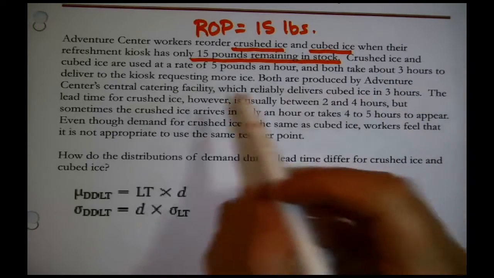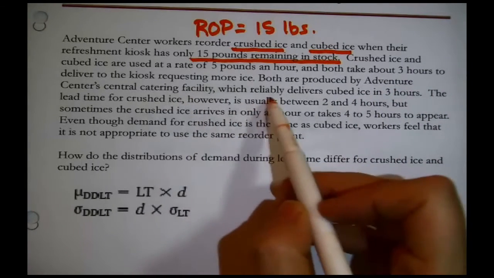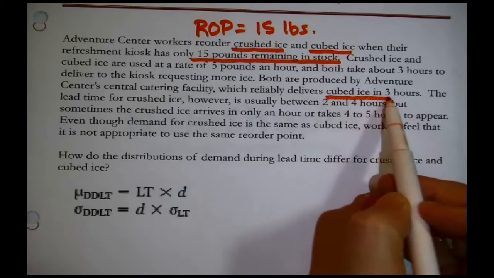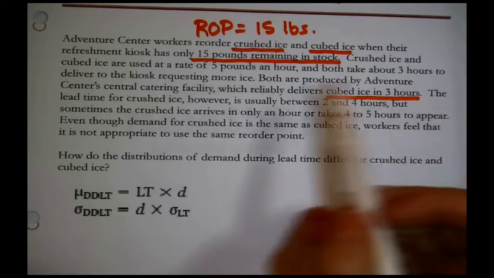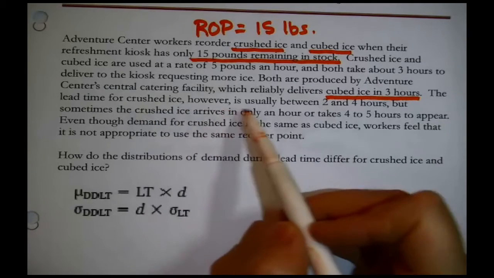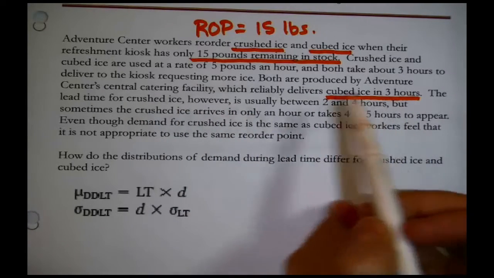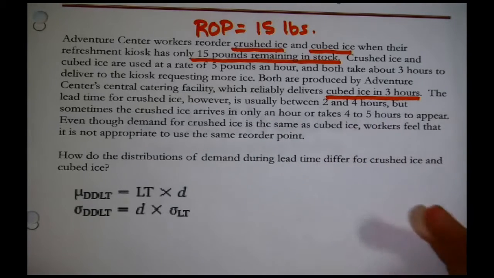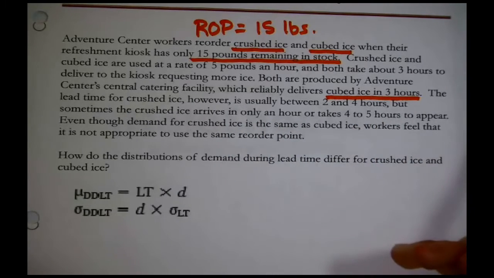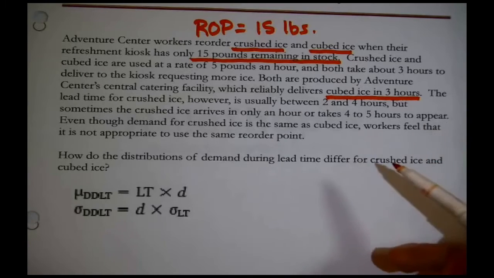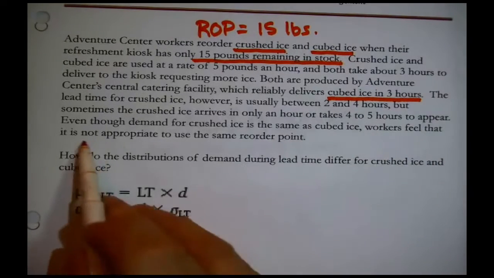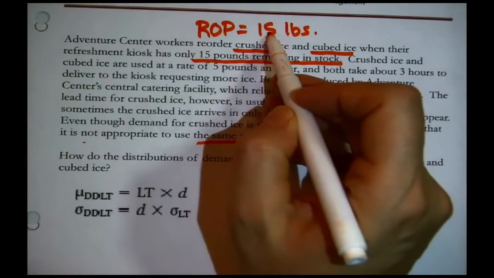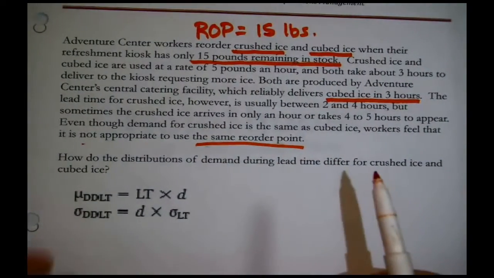Both are produced by Adventure Center's catering facility, which reliably delivers, now wait a minute, it says delivers the cubed ice in 3 hours. The lead time for crushed ice, however, is usually between 2 and 4 hours, but sometimes the crushed ice arrives in only an hour or takes 4 to 5 hours to appear. Even though demand for crushed ice is the same as for cubed ice, workers feel that it is not appropriate to use the same reorder point, because in both cases they're reordering when there's 15 pounds left.